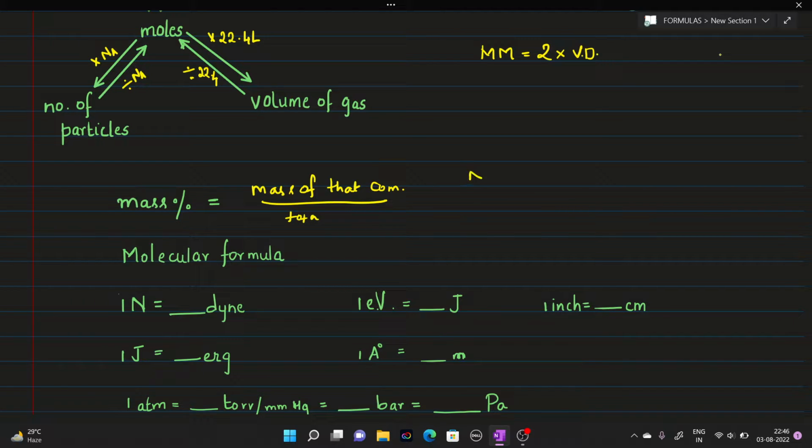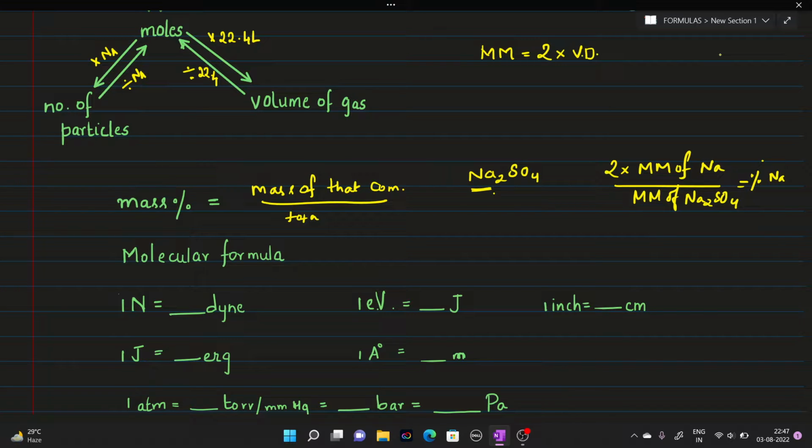Suppose they have given Na2SO4 and they have asked the mass percentage of sodium. Over here there are 2 sodium, so 2 multiplied by the molar mass of 1 sodium, divided by the molar mass of Na2SO4. So this would basically be the mass percentage of sodium.